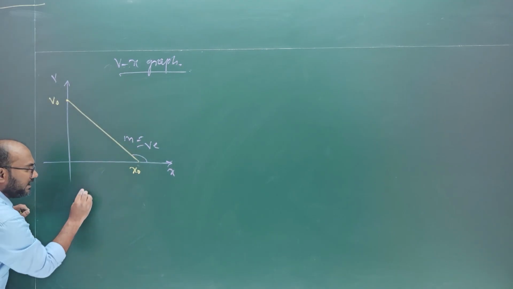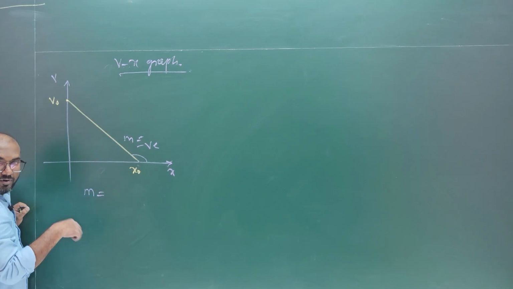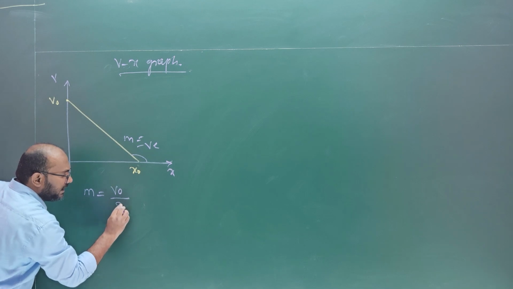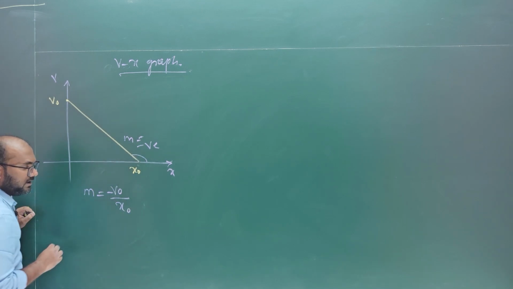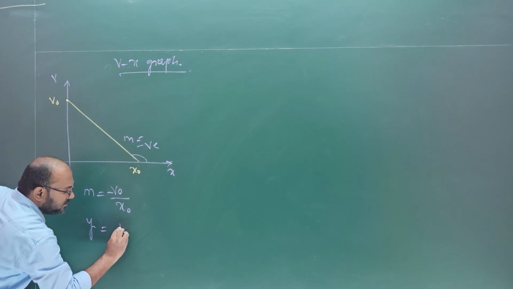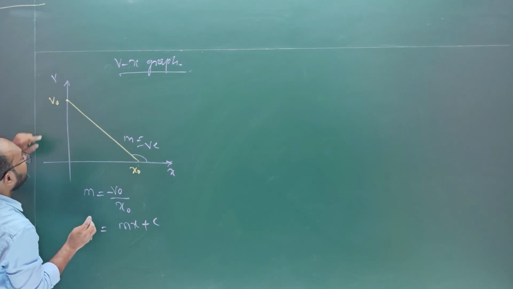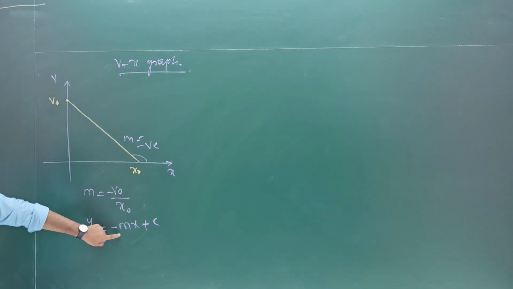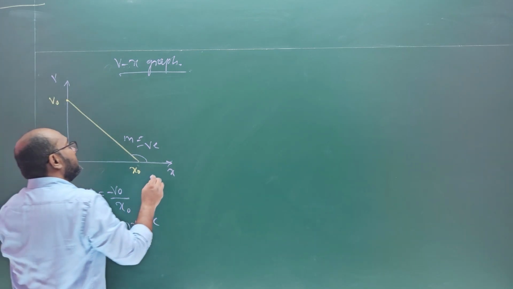And how do we write m? M is nothing but y upon x. Who is on y? Can I say v naught is on y? Who is on x? Can I say x naught? Slope is negative, so m. Generally a straight line is represented by y equals mx plus c, and the intercept is positive here. So minus mx plus c, the slope is negative, so that's the reason for the negative symbol.